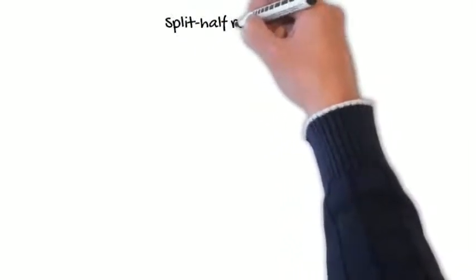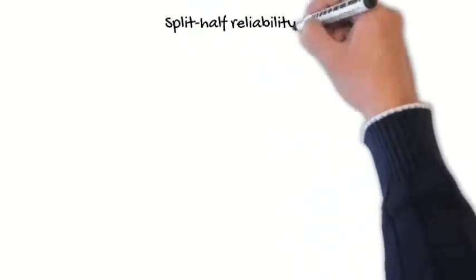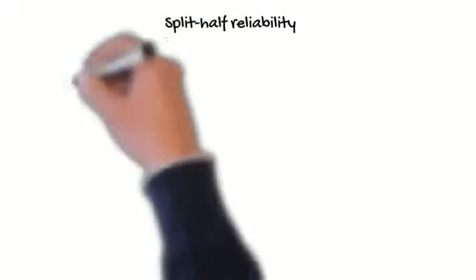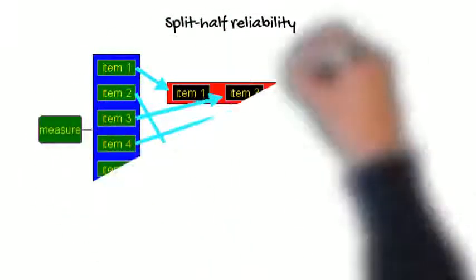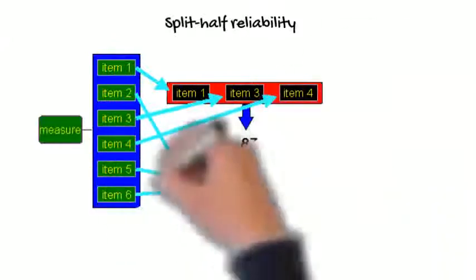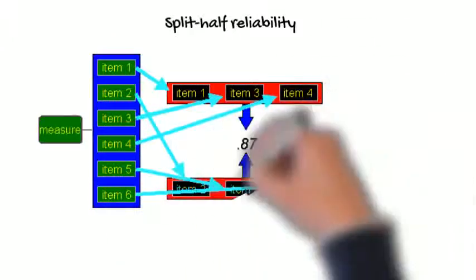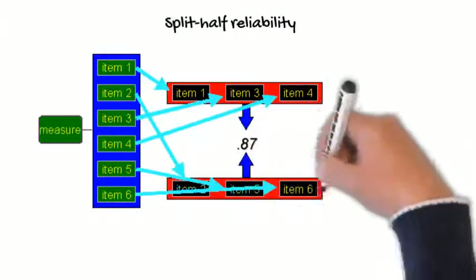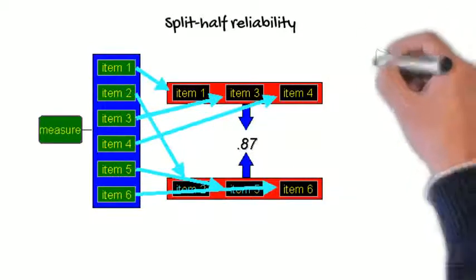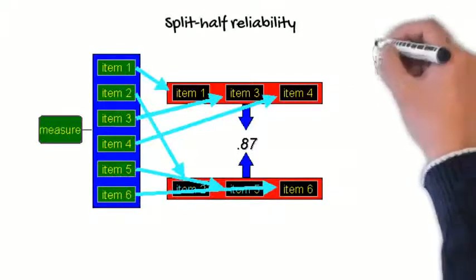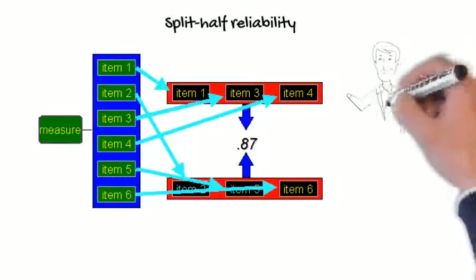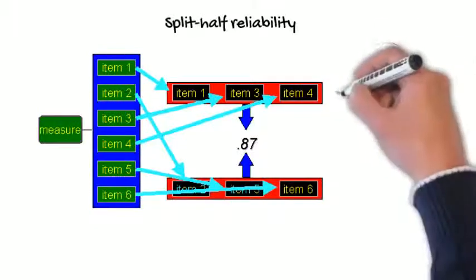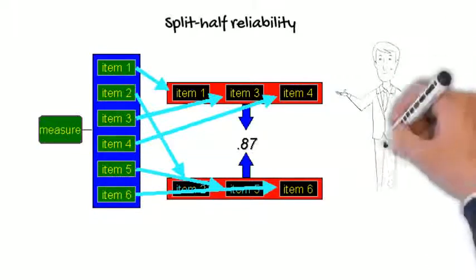Split half reliability is another way of looking at reliability. In this example, you have a test with 6 items. Items 1, 3, and 4 constitute one score, and then the other items constitute another score. You can correlate these two scores and see how internally consistent the test is. This looks at error due to content sampling and takes out the element of time.